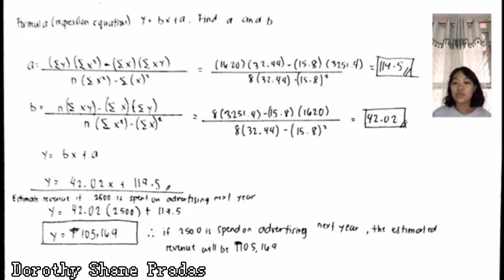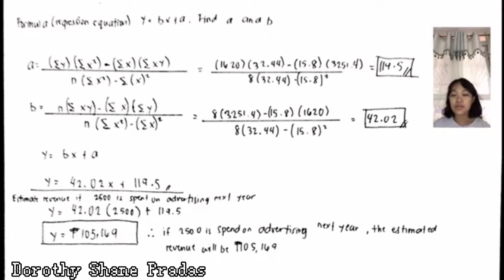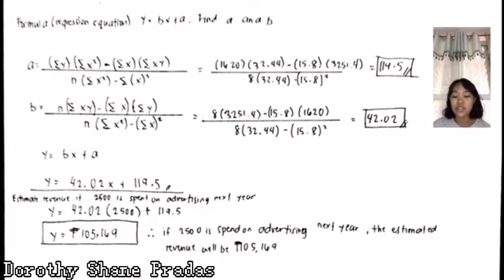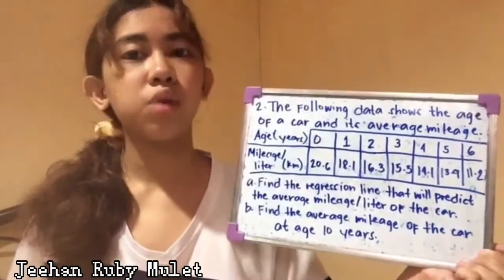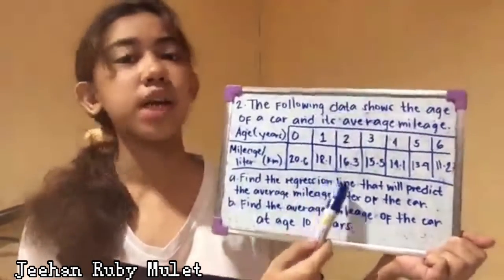So what we're going to do is to compute the values of A and B in the regression equation. Since we have the values to substitute in our regression equation, we will then substitute the values to their corresponding variables. We will then estimate the revenue if 2,500 pesos is spent on advertising next year. So the answer would be Y is equals to 105,169 pesos.